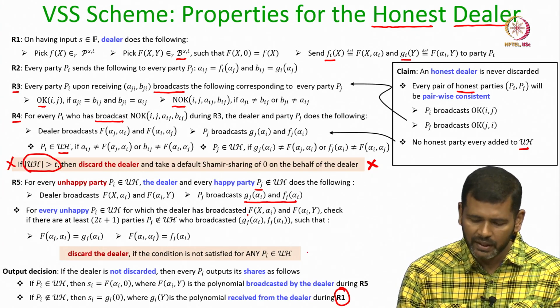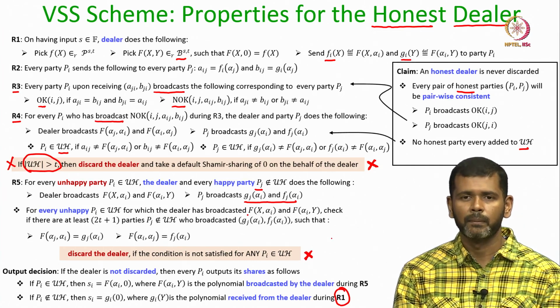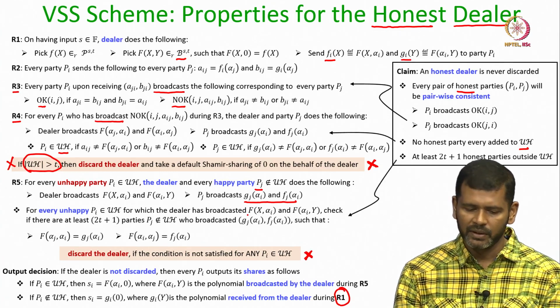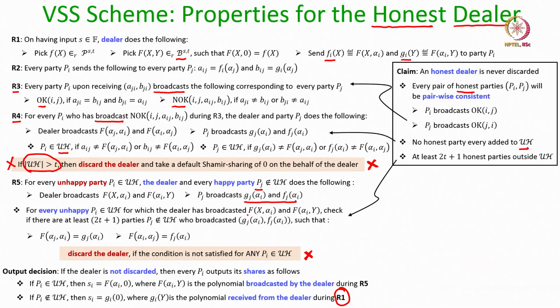However, that is not the only sanity check, we also have another sanity check. Now, let us see whether this check passes for the honest dealer. It is easy to see that this check also will not pass if the dealer is honest, because if the dealer is honest, there will be at least 2t plus 1 honest parties who will be happy, who will be outside the unhappy set. This is because all the honest parties will be outside the unhappy set. That means, they are happy.